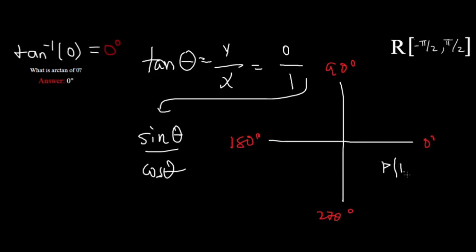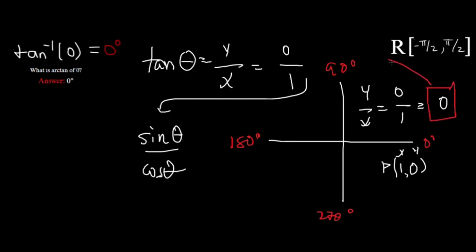Now the points or the ordered pairs for 0 degrees is 1 and 0, whereas the 1 is the x value and 0 is the y value. Now let's transpose. Y over x is equal to 0 over 1. 0 divided by 1 is of course 0. Now that is our final answer. Arctan 0 is equal to 0 degrees. Okay?